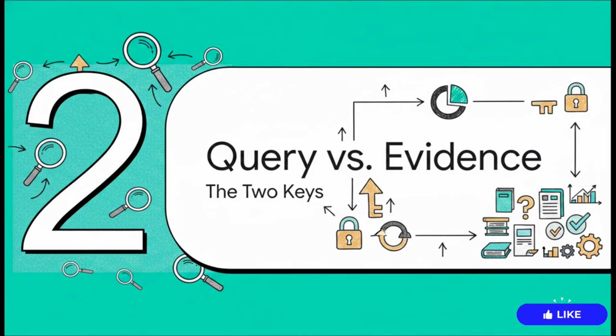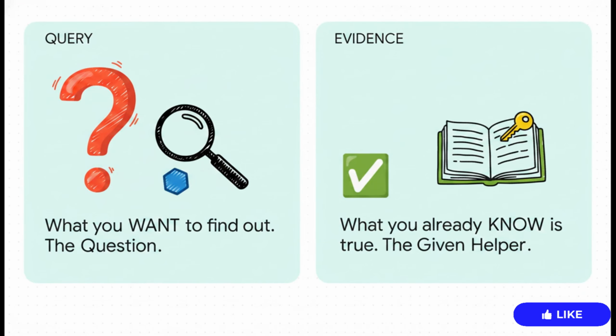To crack this thing wide open, you only need to get your head around two little words, the query and the evidence. If you understand what these two things are, the rest of the problem just falls into place. It's that simple. The query, well, that's your question. It's the thing you actually want to find the answer to. The evidence, on the other hand, is the stuff you already know. It's the clue, the given helper information that gets you to the answer.